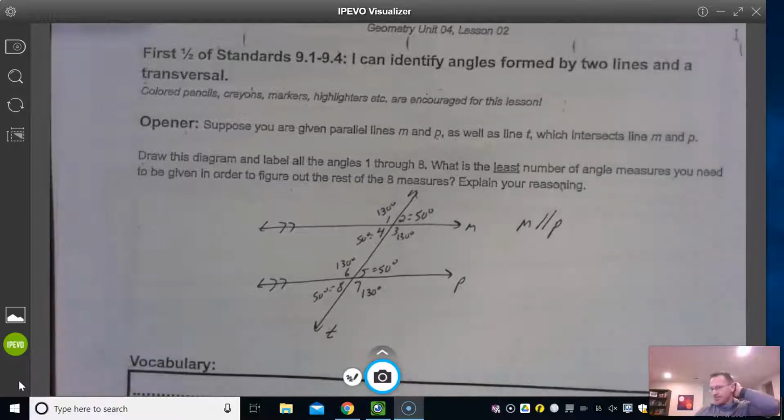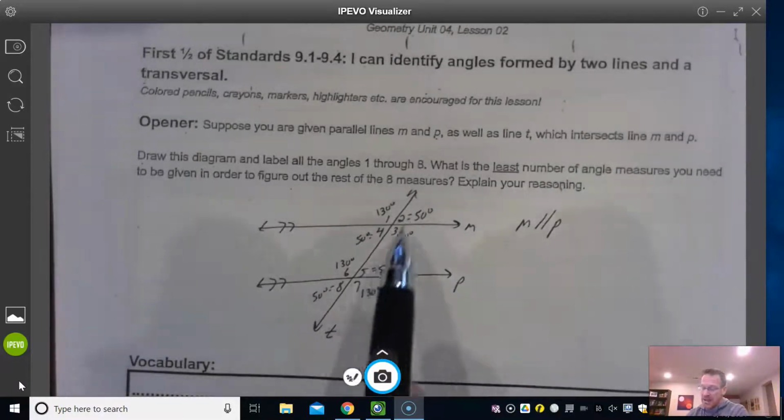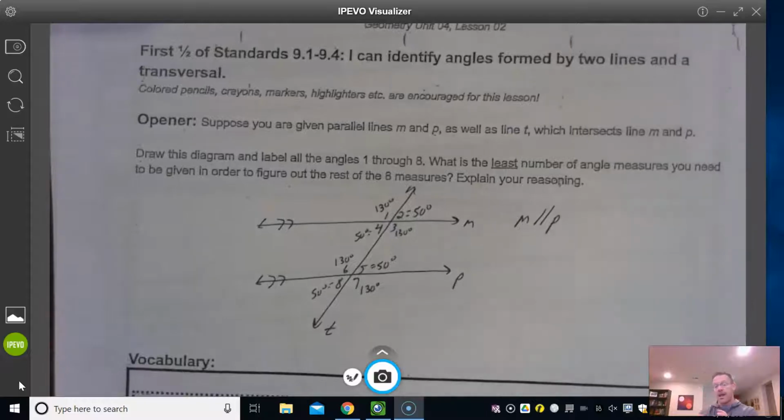Okay, so now, if we have one pair of angles that connects M and P from those two clusters of angles, we can figure out everything. Now, the catch is, and you're going to learn this, that these lines will have to be parallel, and we're going to get to that in a little bit.